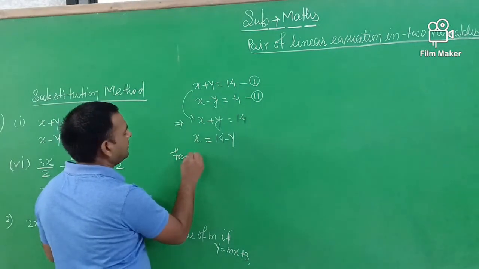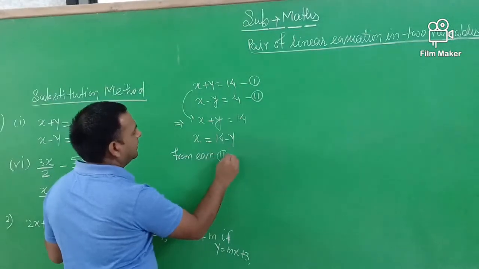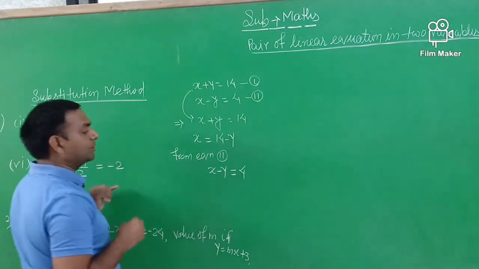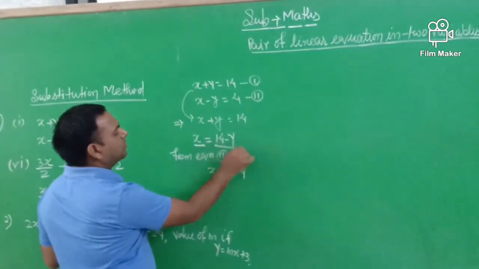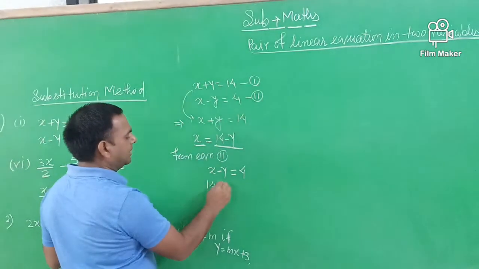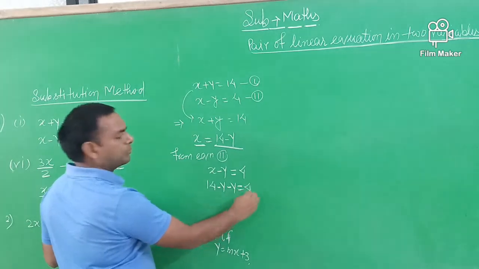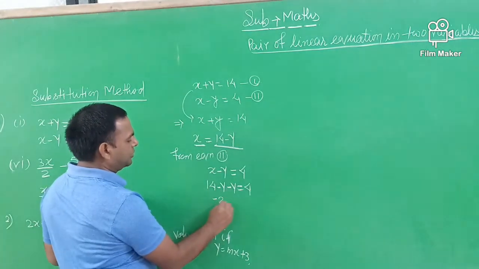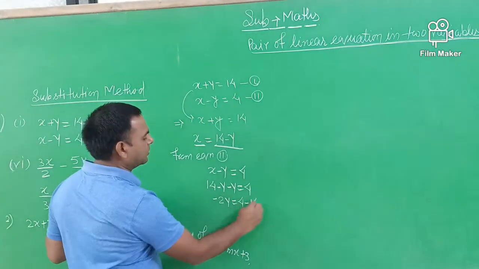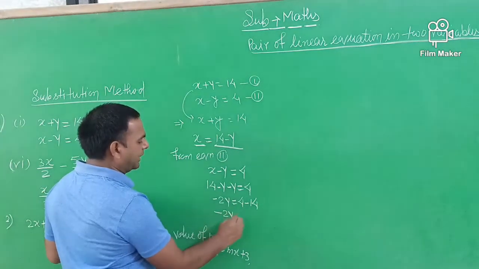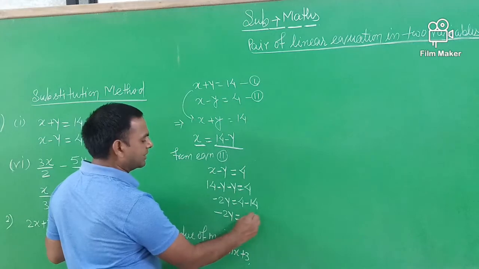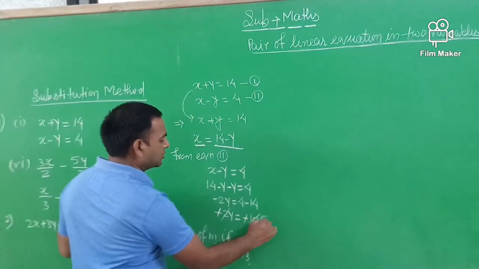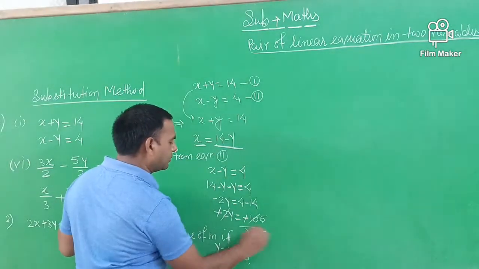From equation second, x minus y is equal to 4. Here I put the value of x. The value of x is equal to 14 minus y, so I put 14 minus y, and minus y is equal to 4. Next, 14, here is a minus y, this is minus 2y is equal to 4 minus 14, and therefore minus 2y is equal to 4 minus 14, so it is equal to minus 10. Minus is cancelled by minus, 2 fives are 10, so the value of y is equal to 5.